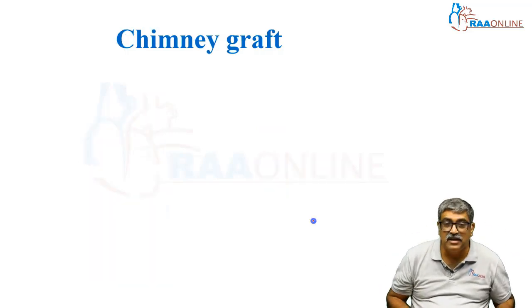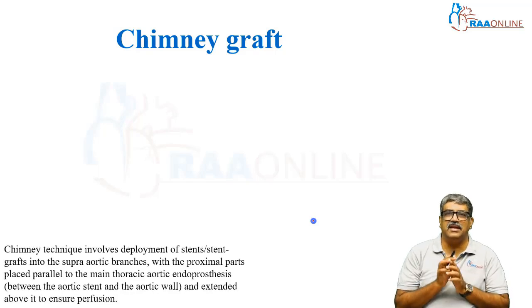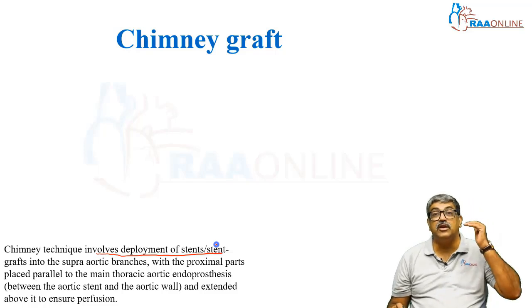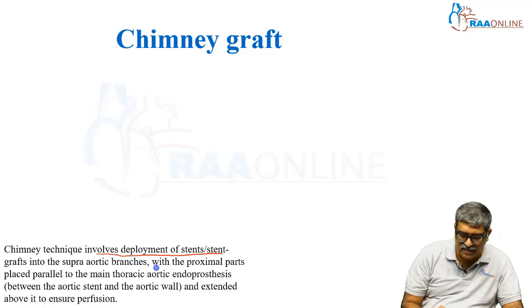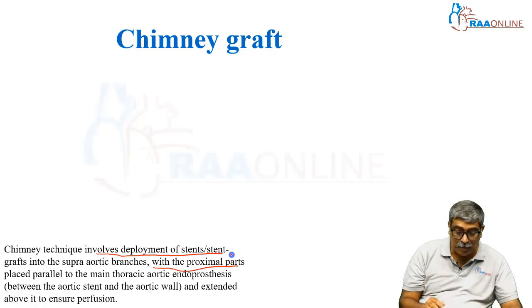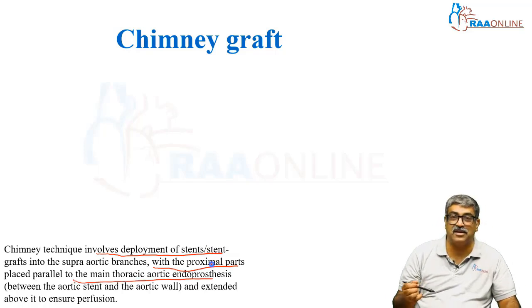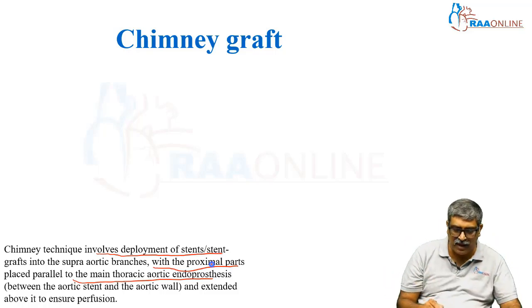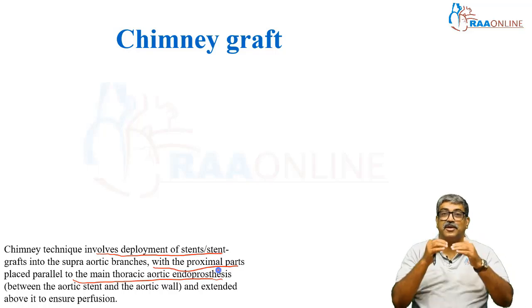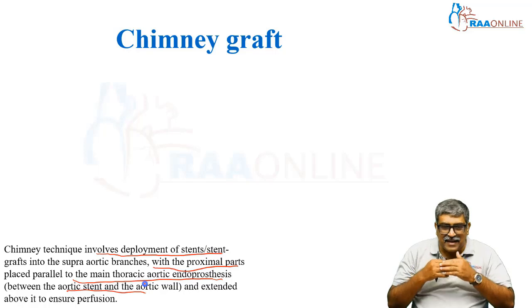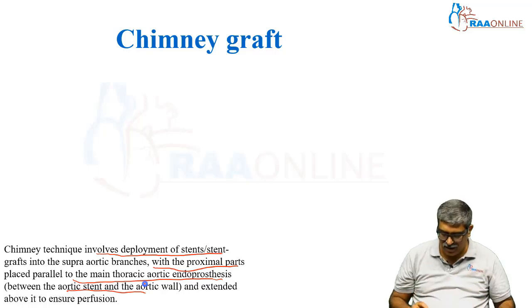Now coming to the chimney graft. Chimney is nothing but the deployment of a stent into the supra-aortic branches with the proximal part placed parallel to the main thoracic endoprosthesis. So another stent is placed parallel to the main thoracic endograft, between the stent and the aortic valve, and it extends above to ensure the perfusion.